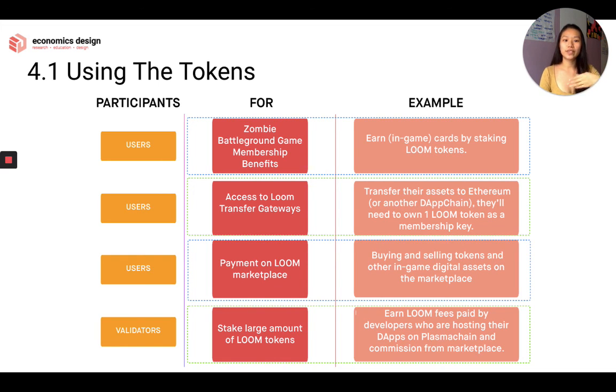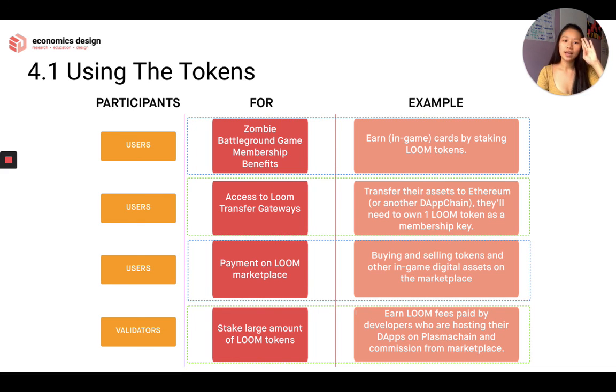They can also, as a way to transfer their assets from Ethereum or whatever sidechain or other blockchain platforms, you will need at least one Loom token to enable that to happen. You can make payment on the Loom marketplace by selling, or more like bartering, the digital assets on the marketplace with your Loom tokens.